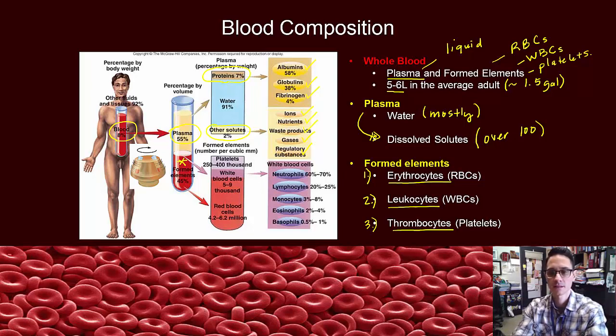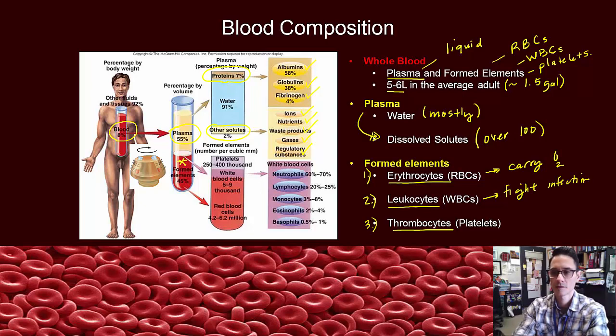Very basically, and we're going to spend some time talking about these formed elements, what red cells are going to do for us is carry oxygen and deliver that oxygen to tissues. White cells are going to help us fight infection. And our thrombocytes, or platelets, are going to help us clot the blood or stop the flow of blood.